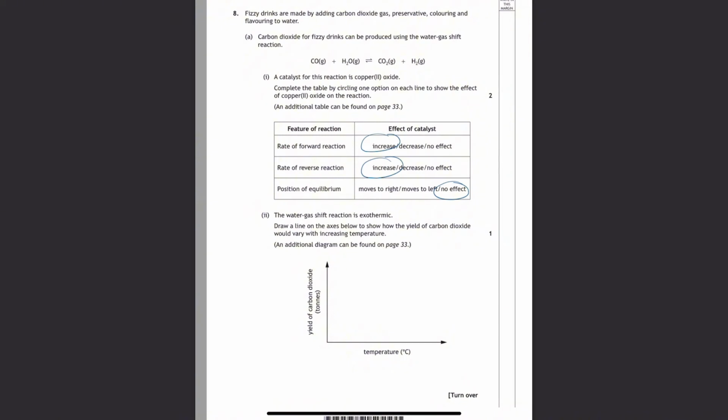Now, this tells you in part 2, the water-gas shift reaction is exothermic. And wants you to draw a line on the axis below to show how the yield of carbon dioxide would vary with increasing temperature. Now, remember, increasing temperature favours an endothermic reaction. So if you're increasing temperature and your reaction is exothermic, it's not going to be favoured, so the yield's going to decrease. So you just need a line that shows the yield decreasing as the temperature increases. So it could be a straight line like this, it really doesn't matter, as long as your line is gradually decreasing as the temperature is increasing.